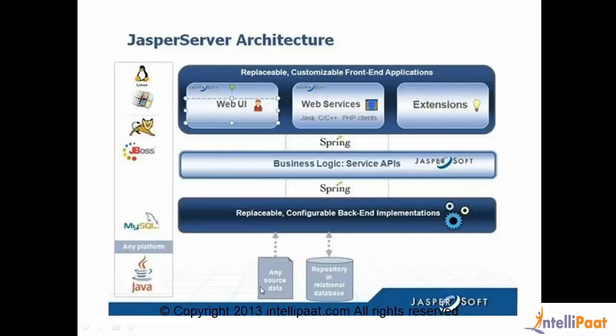Now the second one is the architecture. We talked about this layer. Now the next layer is the replaceable, configurable backend implementation. So it's replaceable, you can configure it and do all those things. Jasper server code is also available freely in the world. It's an open source BI tool, so if you want to change anything, you can change it.